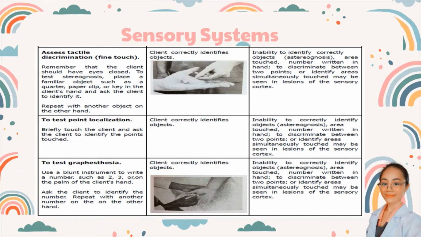So the normal finding of all these tests is that the client will be able to correctly identify the objects. For the abnormal findings, the client has the inability to correctly identify the objects, the area being touched, the number written on the hand, or to discriminate between 2 points or identify areas simultaneously touched. This may be seen in lesions of the sensory cortex.